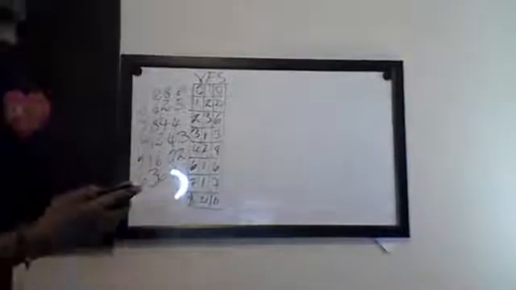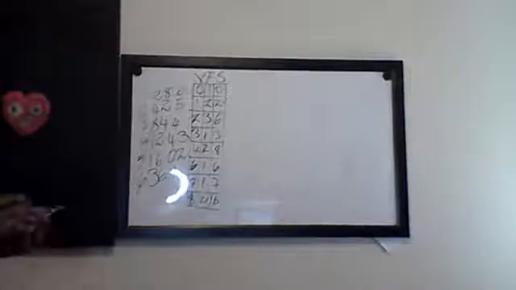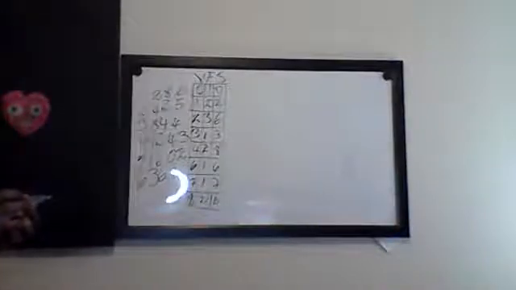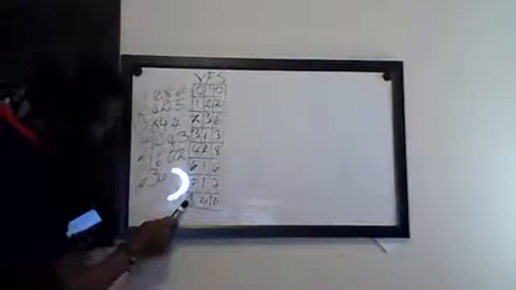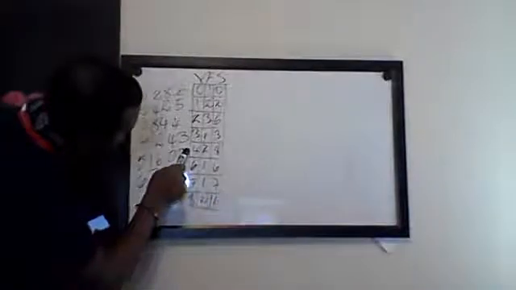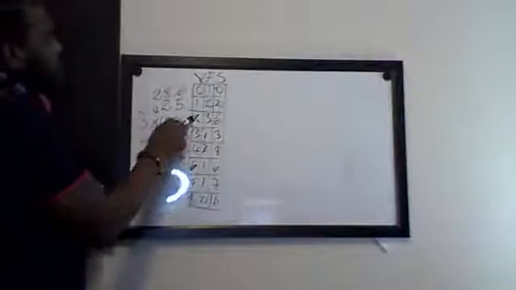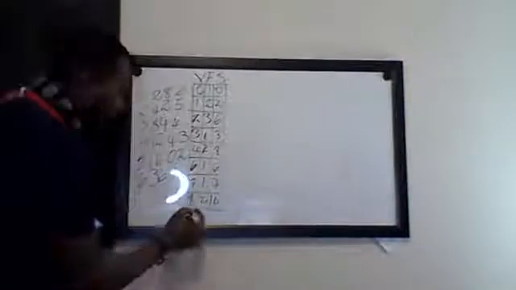So let's start. We got 8, that's 15, 21, 25, 28, 30, 31. The value is 31. Okay? Now the next one.